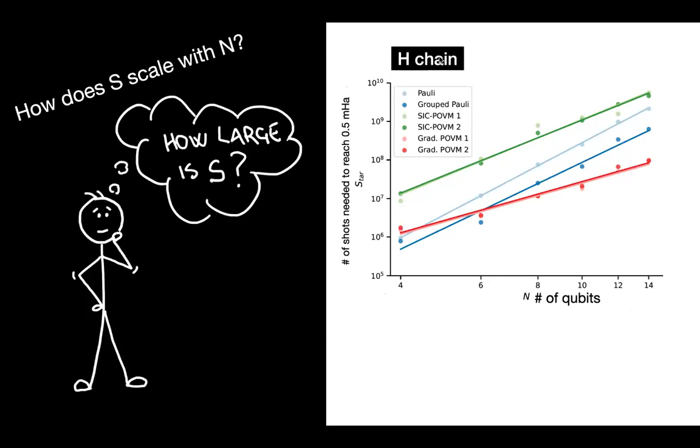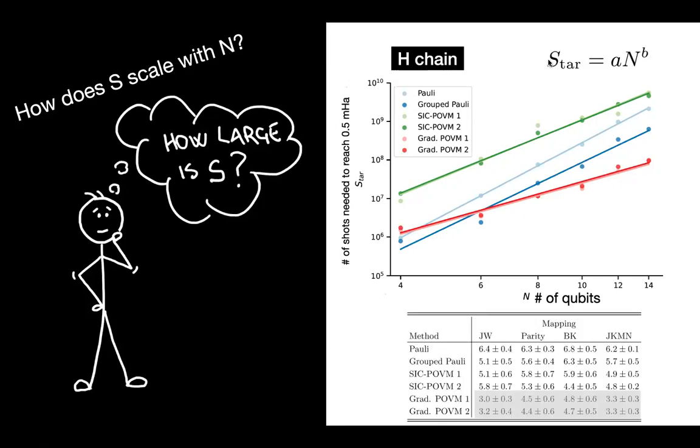So this is for a hydrogen chain. I keep adding hydrogens to the chain, and this correspondingly increases the number of qubits. Here we have from 4 to 14. And you can see already from this plot that the scaling is better in the adaptive informationally complete measurement case. The law that describes the scaling is of this form. And of course, what matters here is this exponent B. And this exponent B is what we plot here.